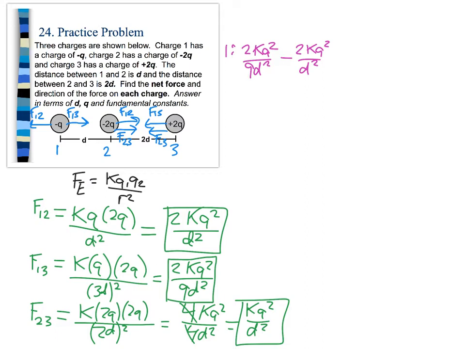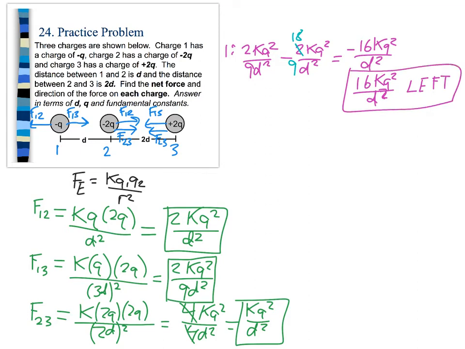I need to make this have the same denominator, so I'm going to multiply top and bottom by 9. And then when I combine those two, I end up getting negative 16kq squared over d squared. So the magnitude of the force is just going to be 16kq squared over d squared. But because it's negative, that means this force is going to the left. So there's the net force on charge 1.